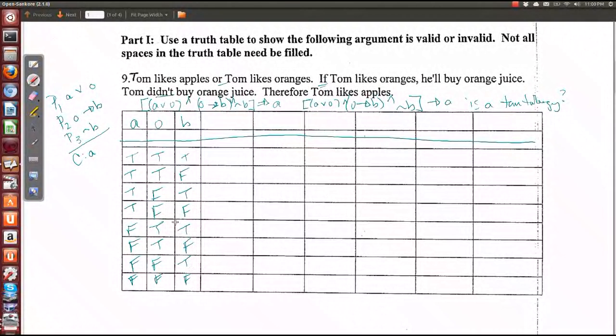I've got negation B. A negation is a statement that has the opposite truth value of a given statement. So this should be false, true, false, true, false, true, false, true. I then need to take care of my two parentheses. I've got A disjunction O, and I have O disjunction B.